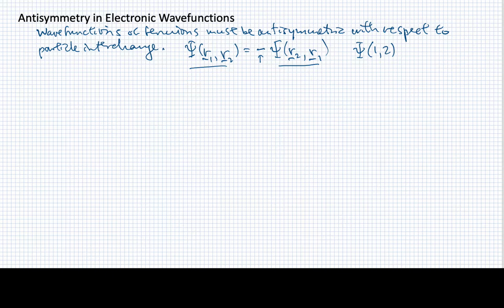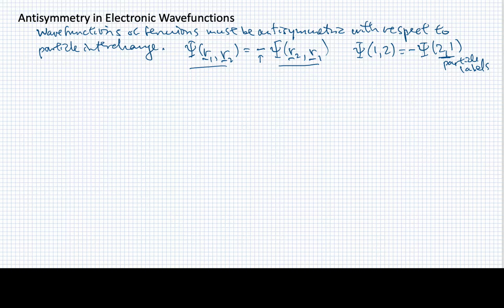Now another way we can write this, and maybe a little bit simpler way, is to simply use numbers as our labels for the particles. So basically this antisymmetry is saying that the psi of 1, 2 is the negative of the psi of 2, 1. So I want you to understand these now as particle labels. We'll try not to use the coordinates so much anymore. And when I switch their order, I'm basically implying that they are interchanging with one another.